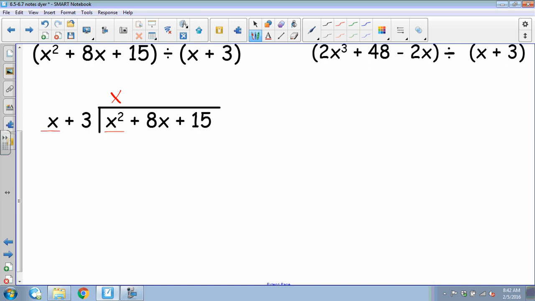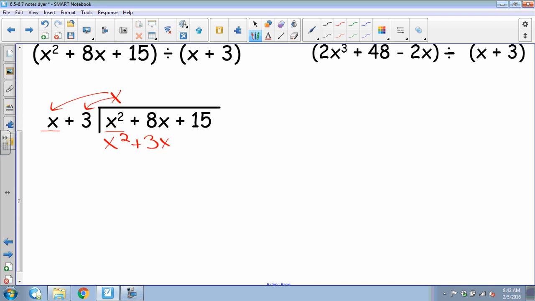Now I need to multiply. But when we're dealing with polynomials, it's really like distributing the 3, because you don't just multiply it to the first term. You have to multiply it to x and also to 3, but you do that individually. So first we multiply x times x and we get x squared. You should get exactly the same thing as that first term every single time. If you don't get exactly the same thing, you didn't do something right. Now we multiply x times 3 and we get positive 3x.